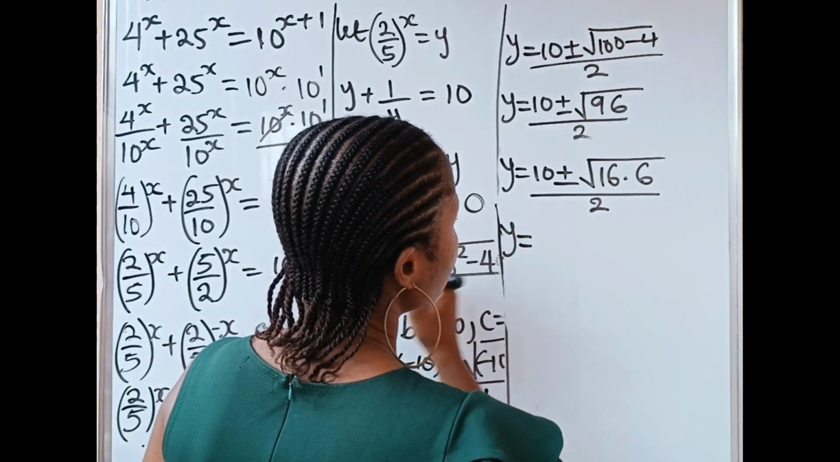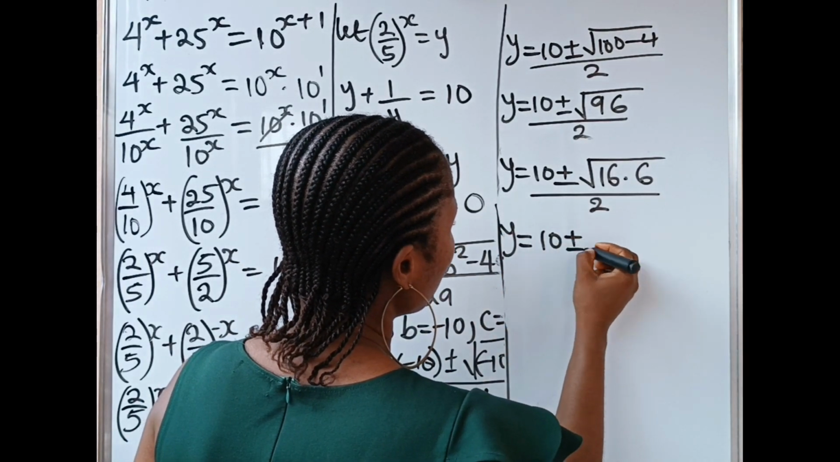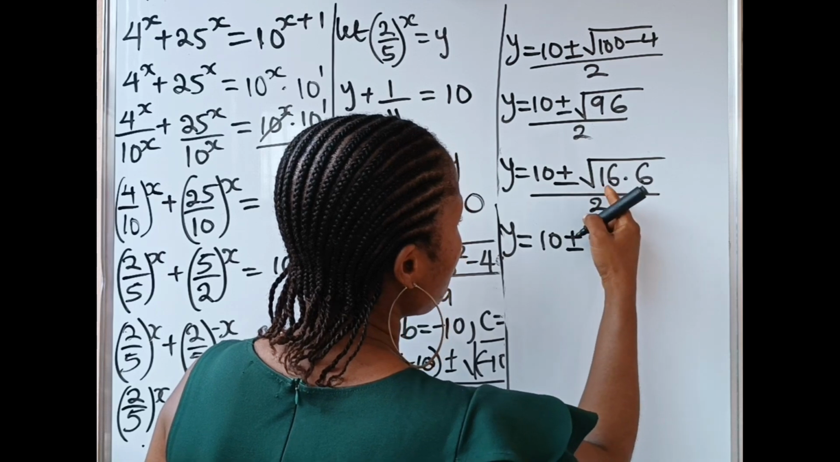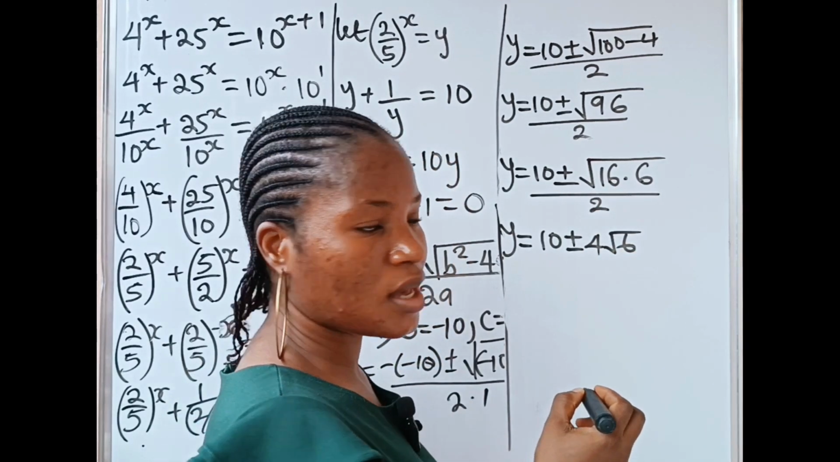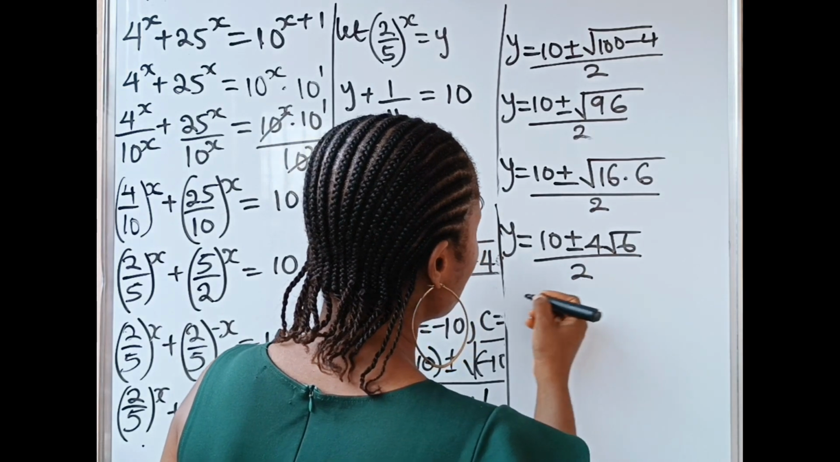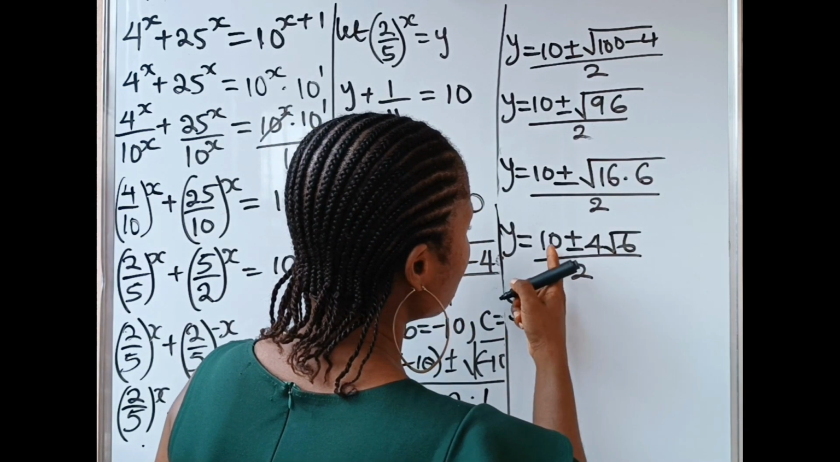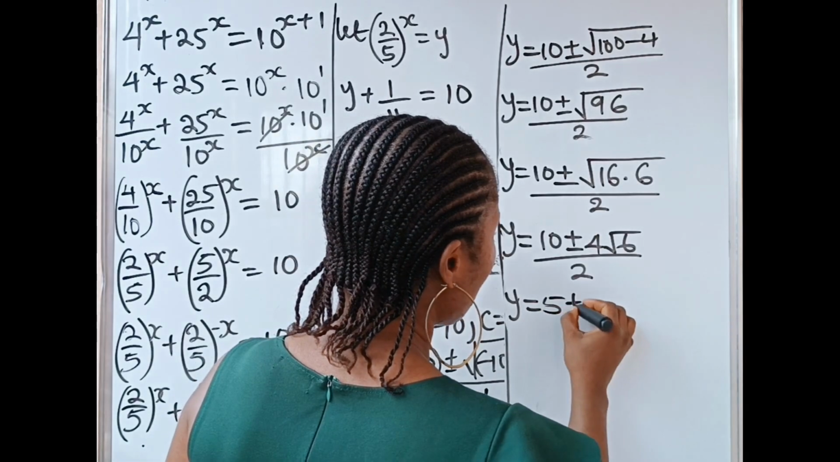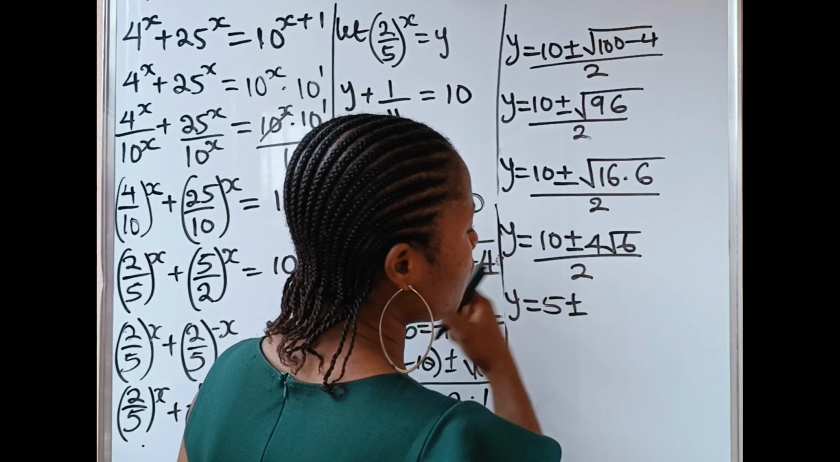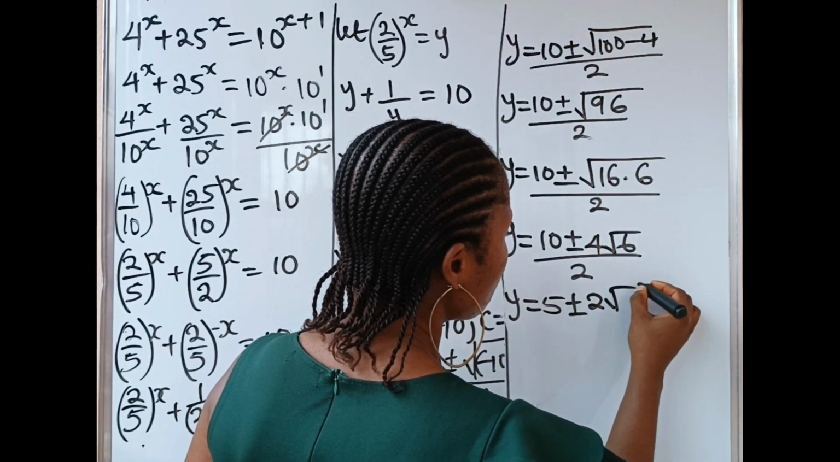So our y is equal to 10 plus or minus. Now square root of 16 will give us 4. We have 4 root 6, okay, divided by 2. Now y is equal to, when 10 is divided by 2, we have 5 plus or minus, when 4 is divided by 2, we have 2 root 6.